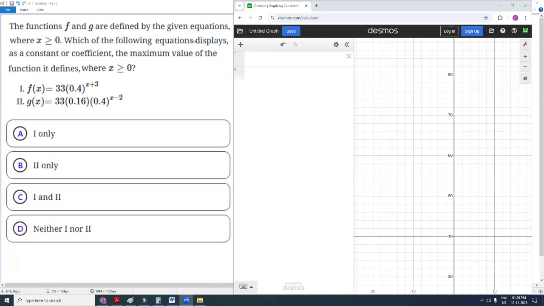Which of the following equations display as a constant or coefficient the maximum value of the function it defines, where x is greater than or equal to 0? Here we have two functions. The first one is f of x and the second one is g of x. Now we can use Desmos to solve this problem.